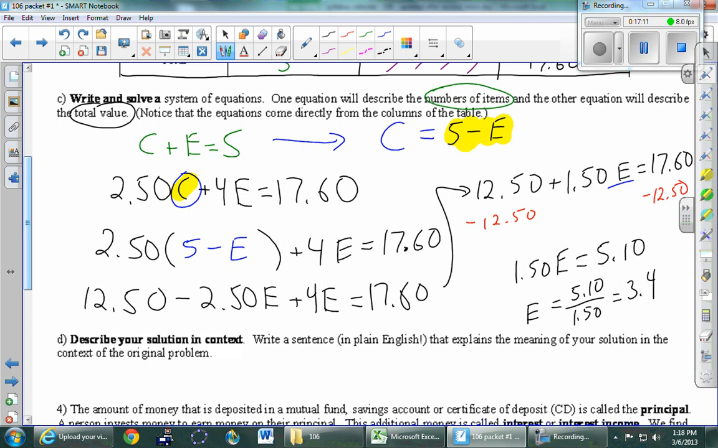So E is 3.4. What's left to find? C. Best place to go is the place where it says C equals, right there. It's the simplest place to plug in the answer you just got. So you plug 3.4 for E. So C is equal to 5 minus E, 3.4, 1.6.